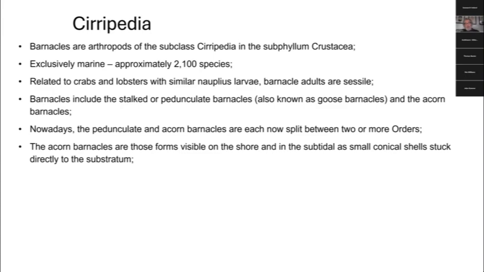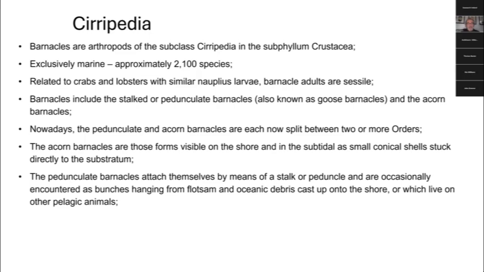So the acorn barnacles, as you'll know, are those forms that are visible on the shore and in the subtidal as well, as small conical shells stuck directly onto the substratum. Whereas the pedunculate barnacles attach themselves by means of a stalk and are occasionally encountered as bunches hanging off flotsam and oceanic debris cast up onto the shore, or which sometimes live on other pelagic animals.